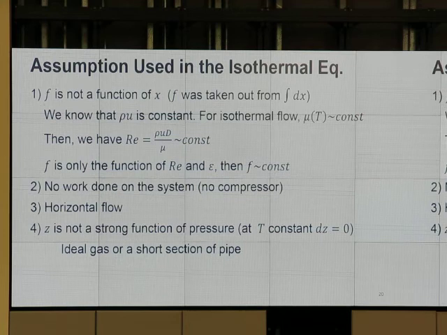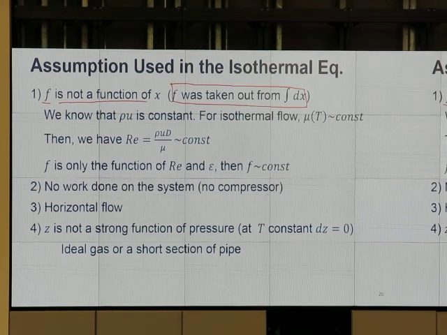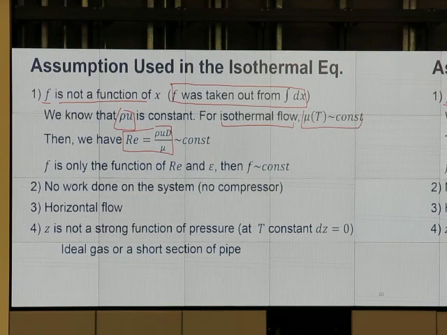One thing to look at is friction factor was assumed to not be a function of distance. F was taken out from the integration early on in the derivation that we skipped. We know that rho u is constant for isothermal flow. Reynolds number is rho u d over mu, right? We have rho u constant. We have isothermal flow. Isothermal flow means viscosity is also constant.